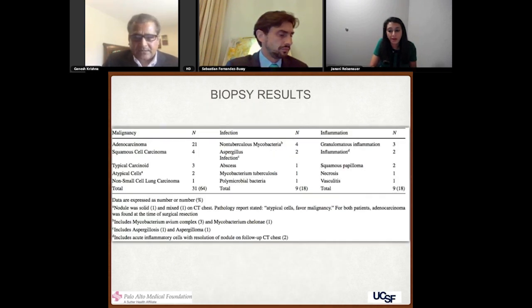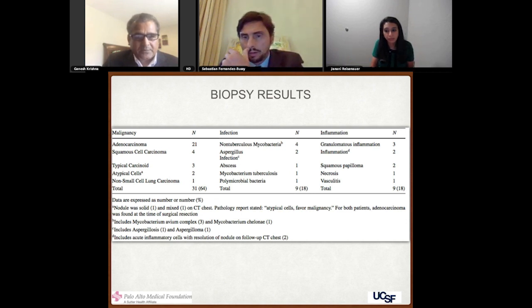These are the biopsy results. The two things that I would mention in this: when we mention atypical cells as diagnostic, we only included those patients where the pathologist reported atypical cells favor malignancy. If the pathologist reported atypical cells favor reactive, we consider that non-diagnostic. Both patients that were reported as atypical cells favor malignancy went to surgery and were confirmed to have adenocarcinoma.